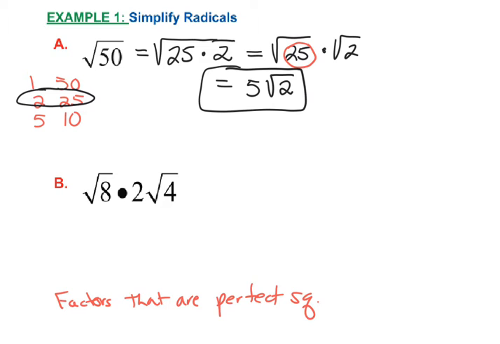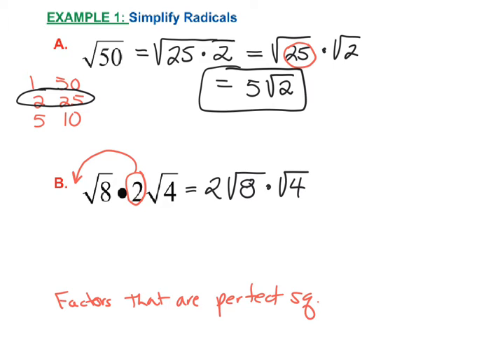The next problem is the square root of 8 times 2 times the square root of 4. And we can look at this as two different problems. This 2, let's put it all the way out on the outside. So we rewrite this to say 2 times the square root of 8 times the square root of 4.